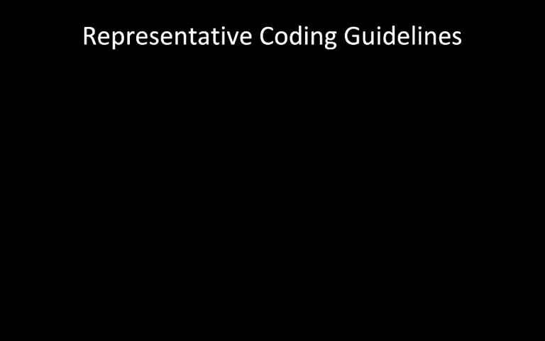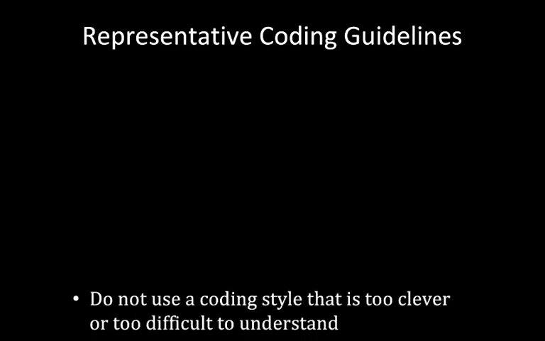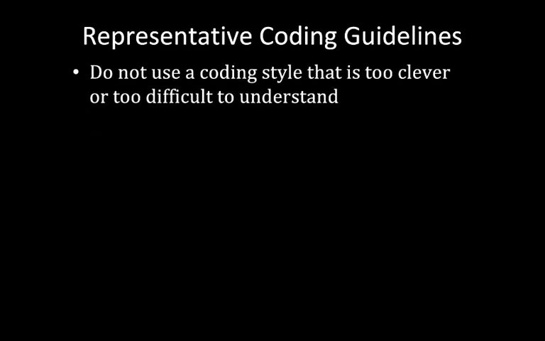These guidelines may or may not be followed by the programmers. It is up to the programmer. Do not use a coding style that is too clever or too difficult to understand. This is a guideline usually given to programmers. We should code so that everyone understands the code. Usually some people will write cryptic and incomprehensible code, clever coding. People won't understand what is written inside. So we should keep the code as simple as possible.